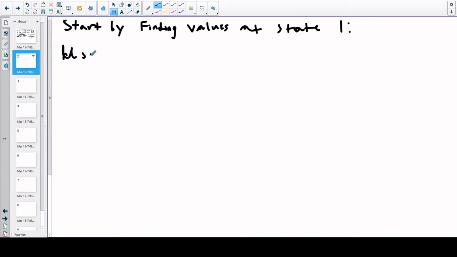So, using the knowns that we were given at the beginning, the temperature at A is 420 degrees Rankine. We know that HA is equal to 100.32.